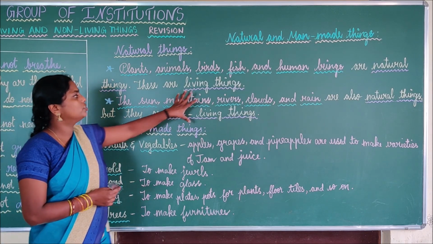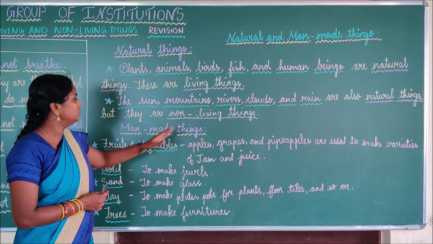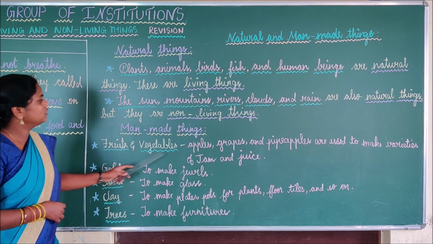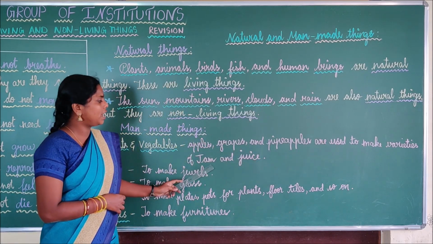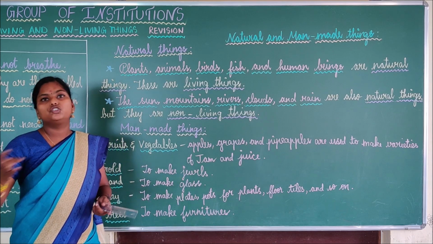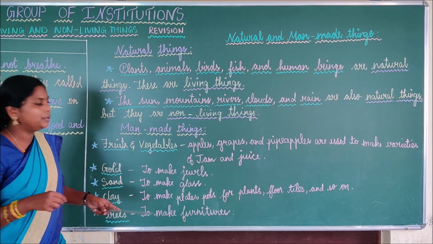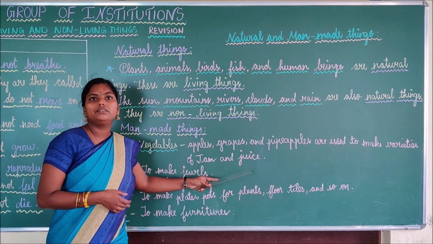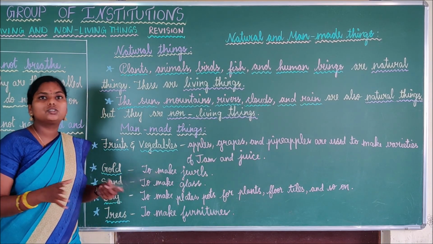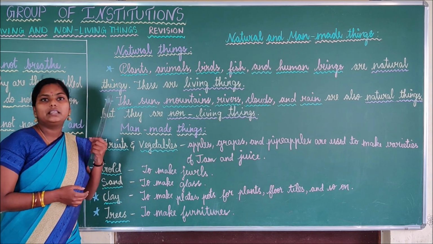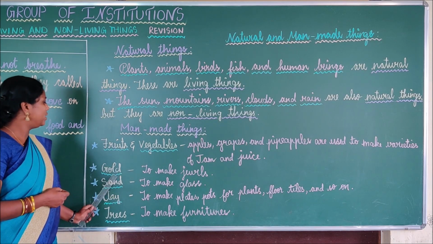So from the things which are given by nature, we humans make some things which are called man-made things. Fruits and vegetables, apples, grapes and pineapples are used to make varieties of jam and juice. Jam we use for breakfast, or we eat it with bread, and juice we drink when we are very tired and hungry. Gold: to make jewels, we make so many kinds of jewels, for example bangles, earrings, a necklace, a chain or an anklet.